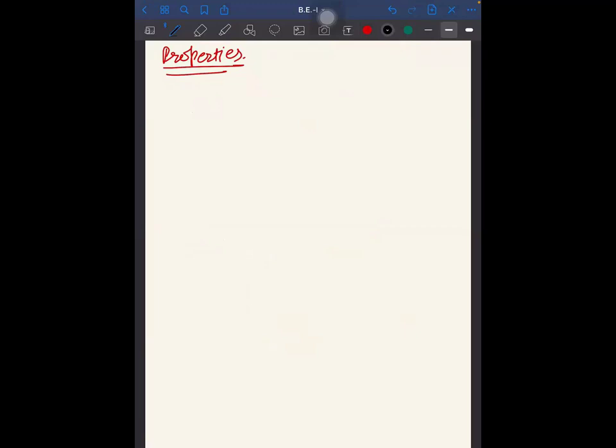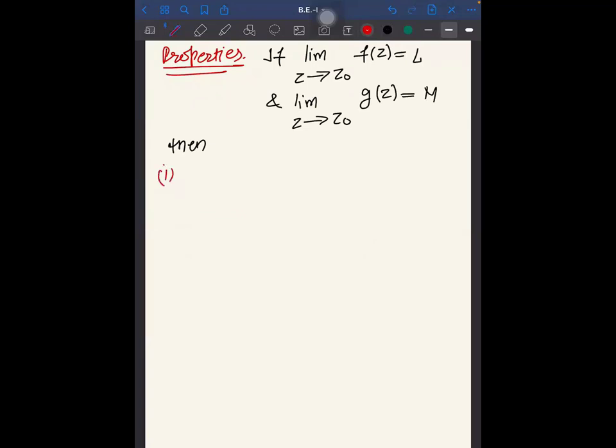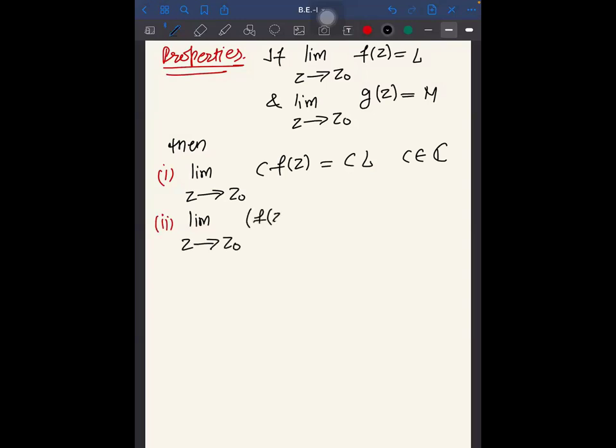So I'll briefly write properties of limits and continuity. If limit z goes to z naught of f(z) is L, and limit z goes to z naught of g(z) is M, then limit of c times f(z) is equal to c times L, for c some constant, c belongs to the complex numbers. Secondly, limit of f(z) plus or minus g(z) results in L plus minus M, right?